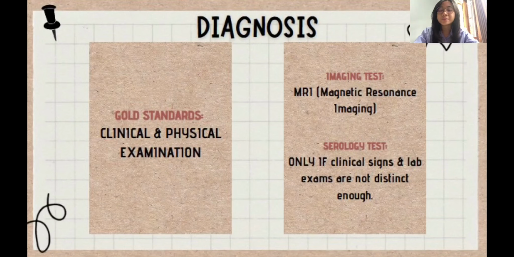The diagnosis of Ramsay Hunt syndrome can be done clinically and by physical examination. In clinical diagnosis, we find the classic triad, which is ipsilateral facial paralysis, otalgia or ear pain, and vesicles or rash on the auricle. Lab tests are pretty much unnecessary except as confirmation. MRI can be done to show further imaging of the inflammation. Serologic tests will be done only if clinical signs and lab tests are not distinct enough.